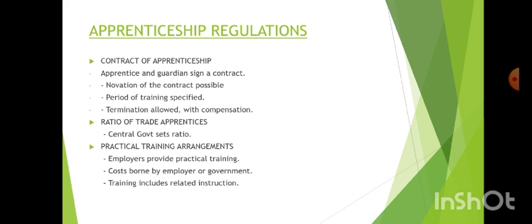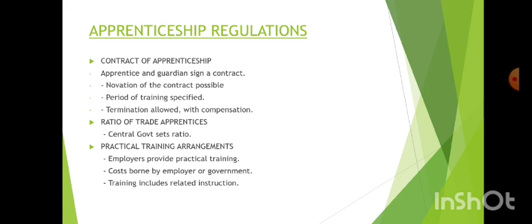Both the employer and the apprentice can terminate the contract of apprenticeship before the expiry of the period of apprenticeship training, but it should be done through the apprenticeship advisor, and the party responsible for termination will have to pay compensation to the other party.